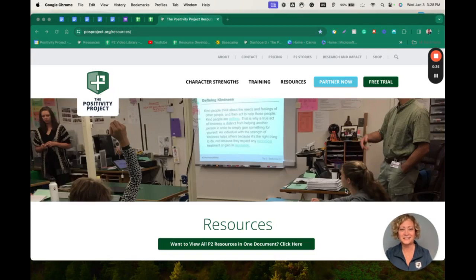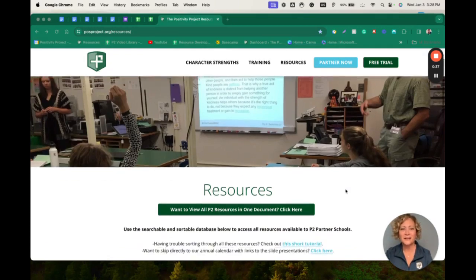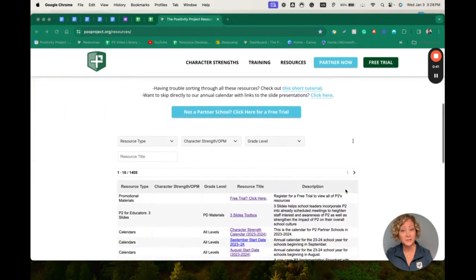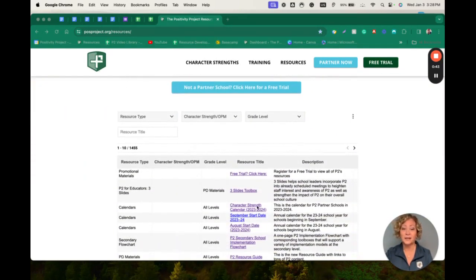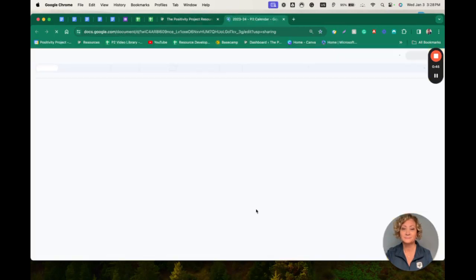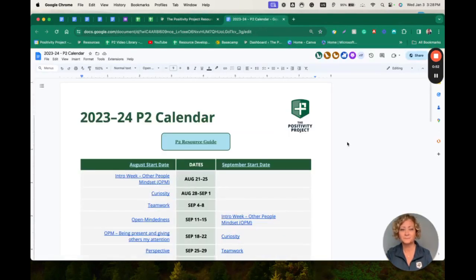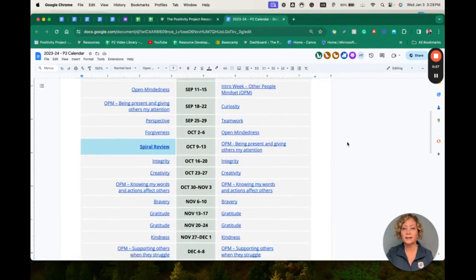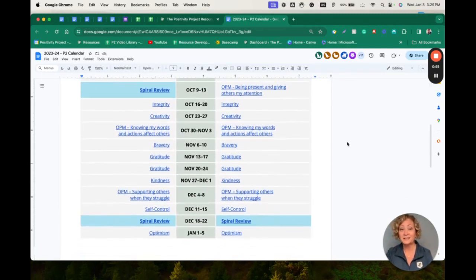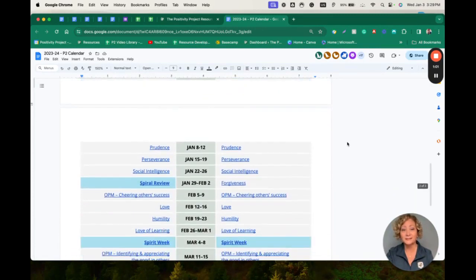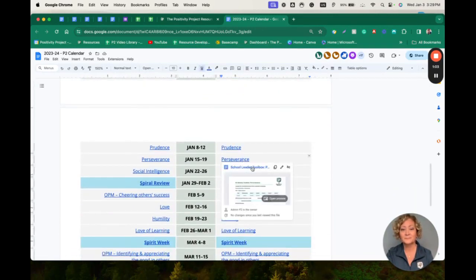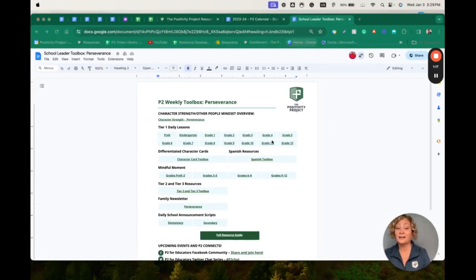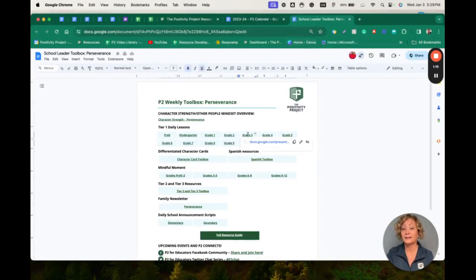Navigating our daily lessons is a breeze. All 39 weeks worth of Tier 1 daily lessons are accessible from our resource menu or our P2 calendar. By clicking on the current week, classroom teachers will quickly access grade level specific links to that week's character strength lessons. For this current week, I will select a third grade lesson.